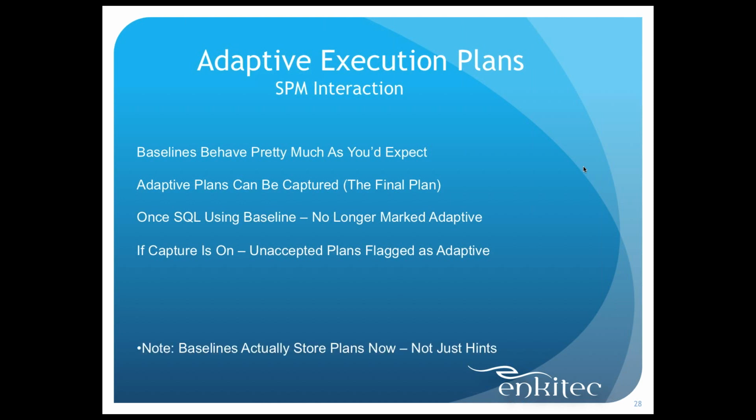And one other quick side note, baselines actually store plans now in 12c, not just the hints as they did in 11. The big advantage is that we can do an X plan and see what plan the baseline was trying to reproduce, even if it's not reproducible. For example, if you had a statement using an index and that index got dropped, you could say, show me the plan, and it could reproduce the plan in an X plan output format, even though that index doesn't exist anymore. In 11g, we can't do that, which is a little bit frustrating. So anyway, just another advance in 12c.